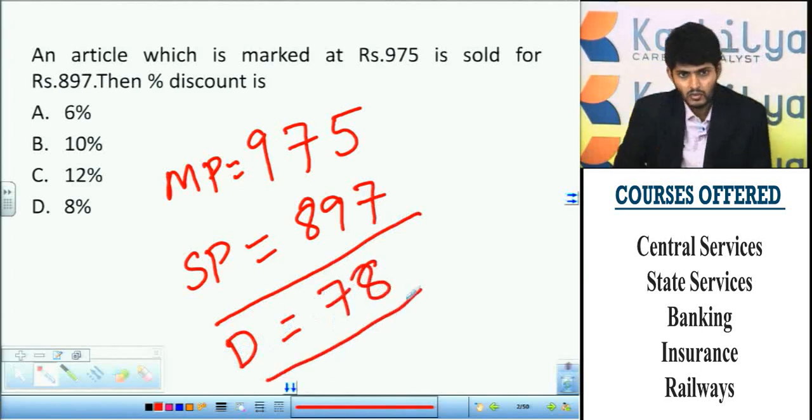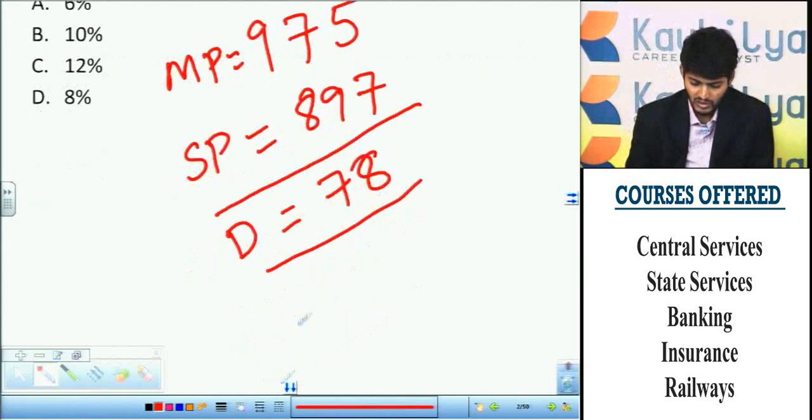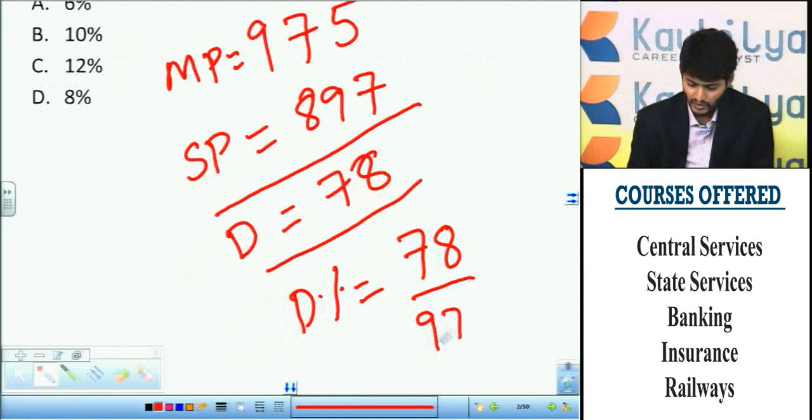Now in this problem he is not asking about discount in absolute terms, but he is asking for discount in terms of percentage. Since discount is always given on the marked price, whenever you want to calculate discount percentage, the formula for discount percentage would be whatever discount you have availed, the discount has been availed on 975 rupees.